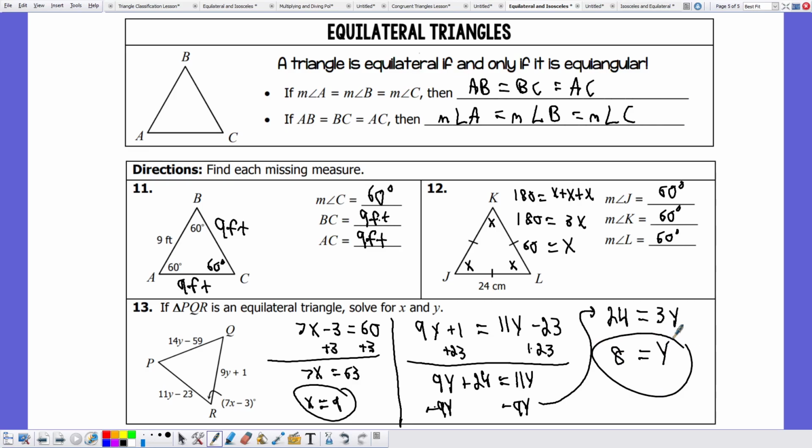And there it is. That is how simple it can be to work with equilateral triangles. There is not a whole lot to it.